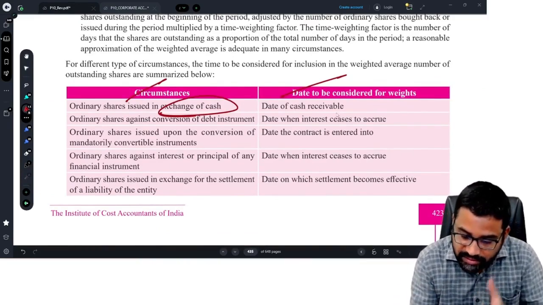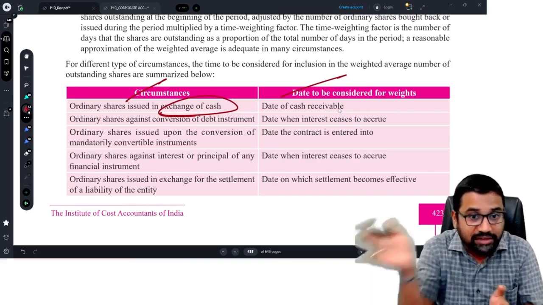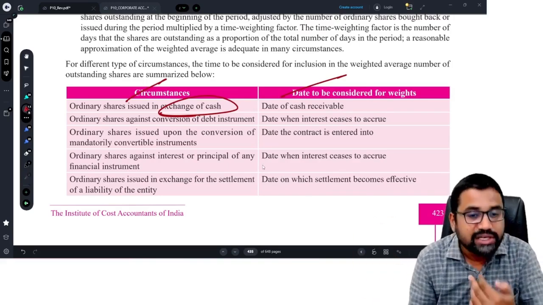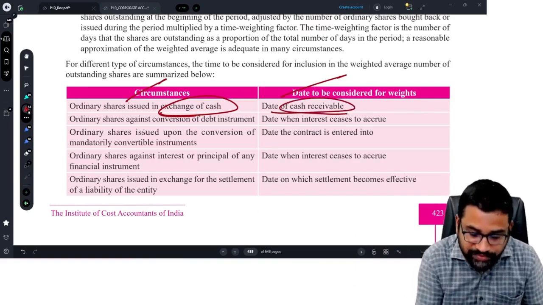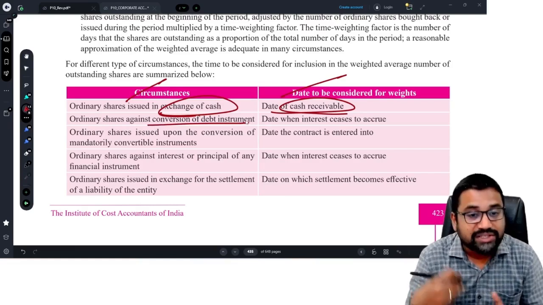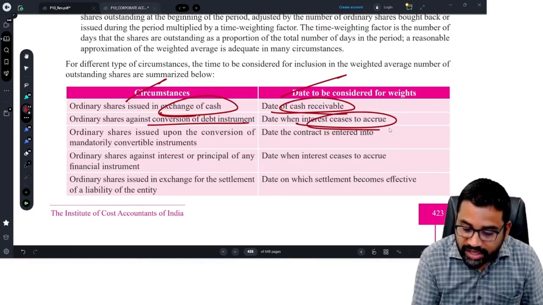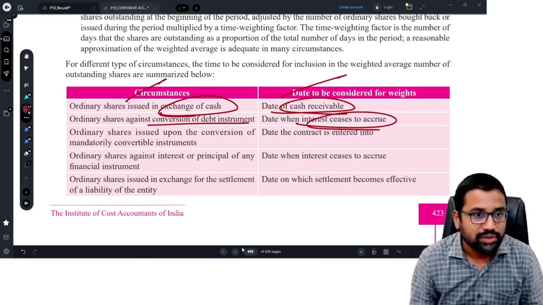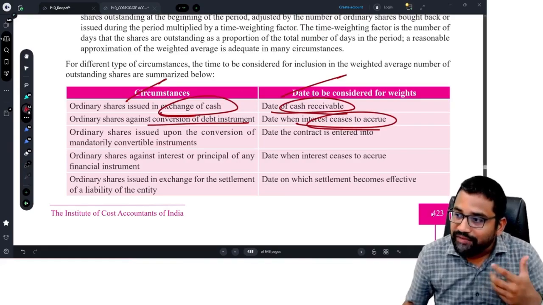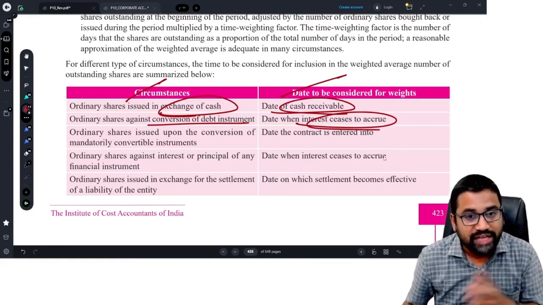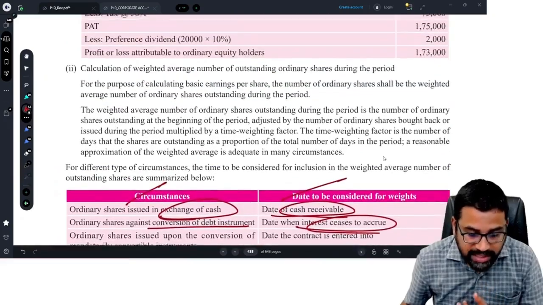So for that we should know from which date onwards we need to calculate the time period. Suppose the shares are issued for cash, then the date cash is receivable. Suppose the shares are issued against conversion of debt instruments like convertible debentures, then the date of conversion, or the date when interest ceases to accrue. Like that, they have given different situations. What is the effective date for calculation of the time factor? So you read this table once. This is also important, may be asked as an MCQ.